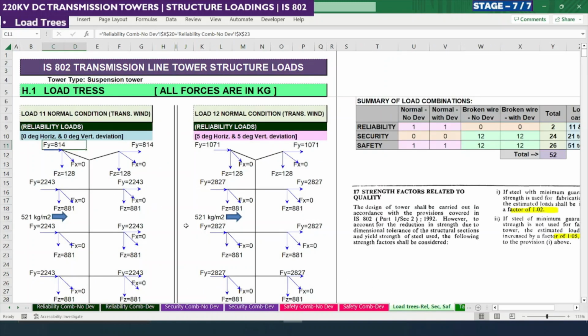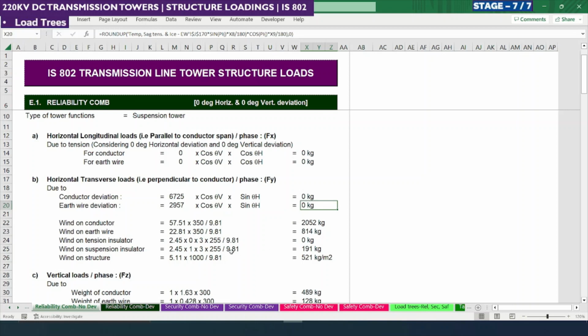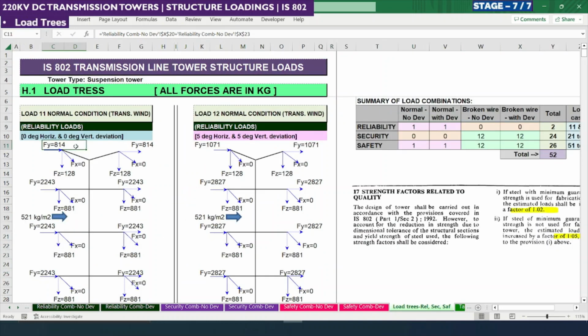We already calculated the loads. For the suspension tower, there is transverse load due to wind on conductor and wind on insulators. As this is a suspension tower, the wind on tension insulator is not applicable. For the earth wire we should not consider the insulator also. So 814 kg of transverse load is to be applied on the nodal point of the earth wire connection. Similarly, this is a two circuit tower having two earth wires fixed on top of the tower, so this also has the same value, 814.